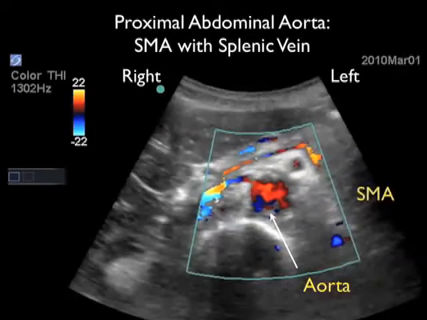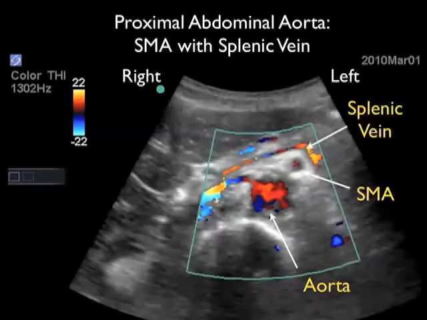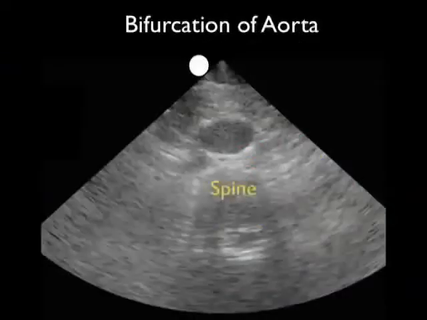So we'll go ahead and freeze that down. There's aorta towards the back of the image, the superior mesenteric artery anterior to the aorta, and the splenic vein arching on top of SMA. To complete your examination of the aorta, it's important to look all the way to bifurcation.